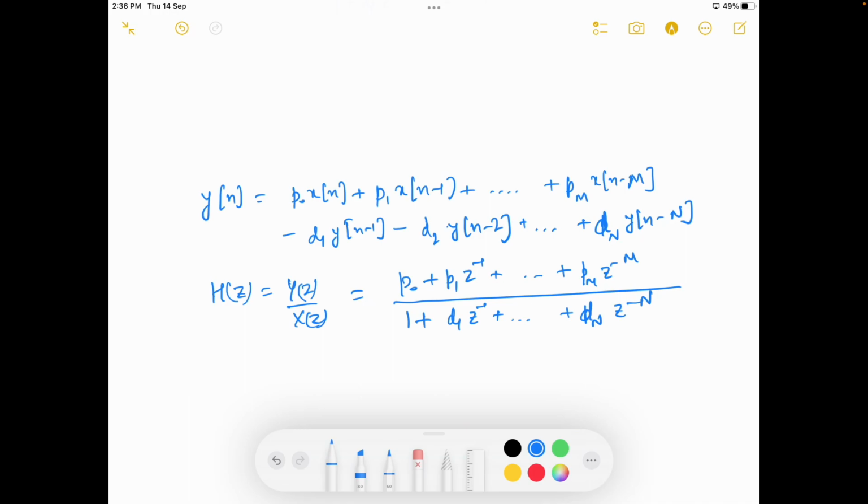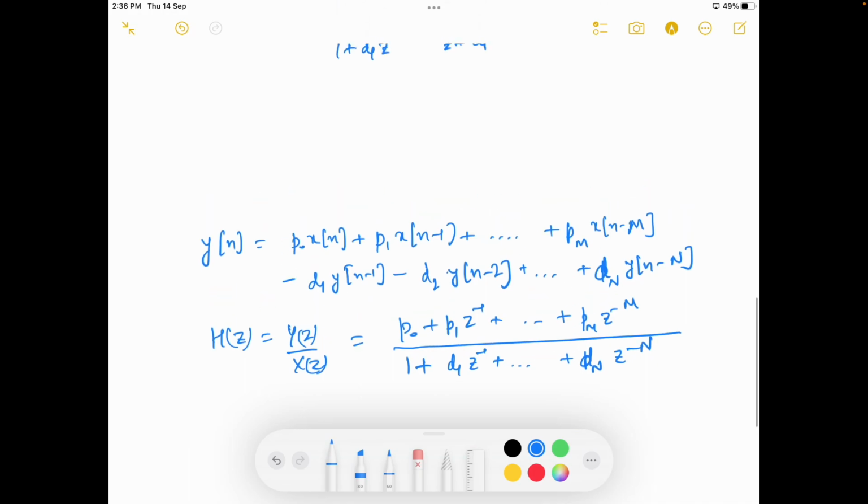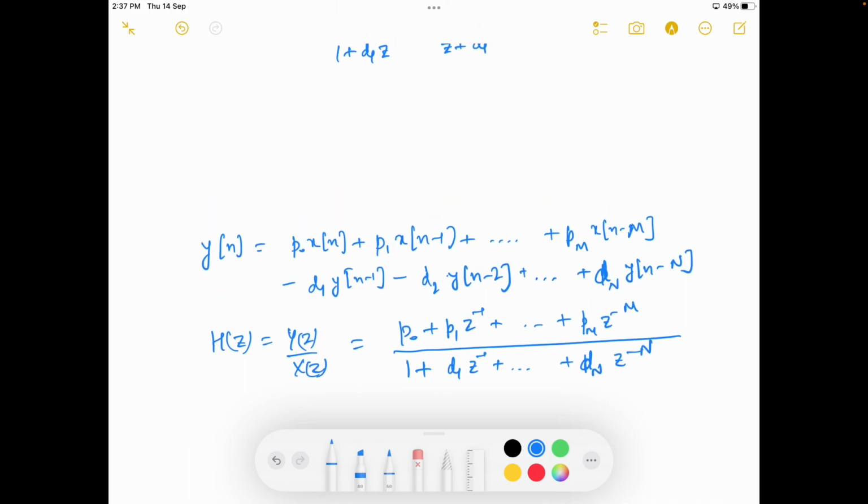Now tell me one question which is very important. My y of n can hold information about the past. Let's first consider only the moving average model. So basically all D's are 0. My y of n can depend on past inputs. How many past inputs?